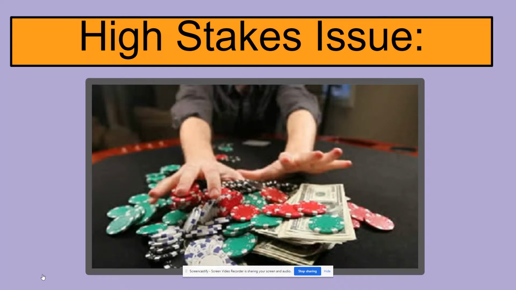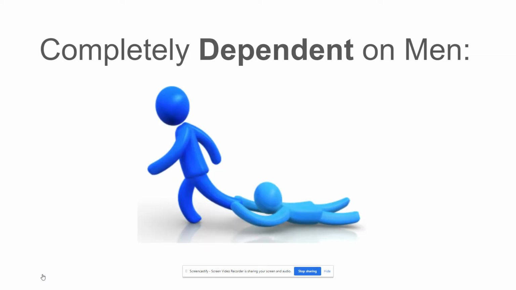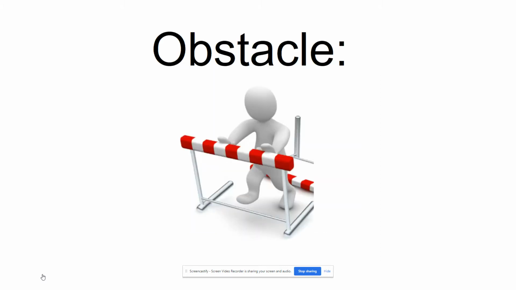Now, this was a high stakes issue for women. It meant a lot to them. Why? Because they were deemed the protectors of the family, and the men that were drinking were hurting families. So they had a lot to protect. And at this time, they were completely dependent on men. So when men screwed up and drank and became slothful and just a waste, they really got hurt. The family got hurt.